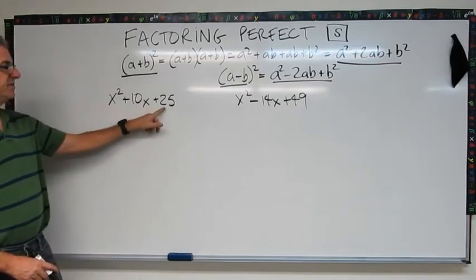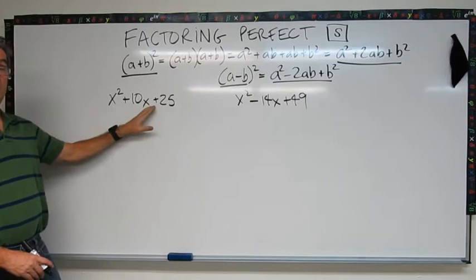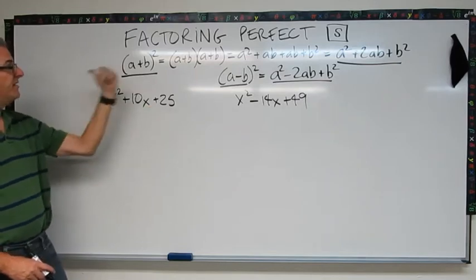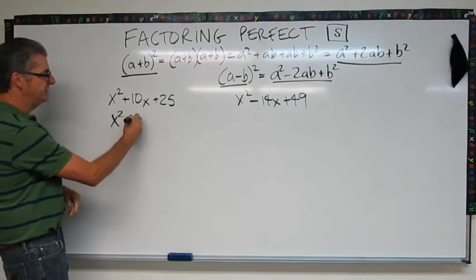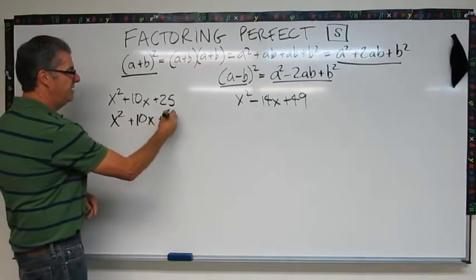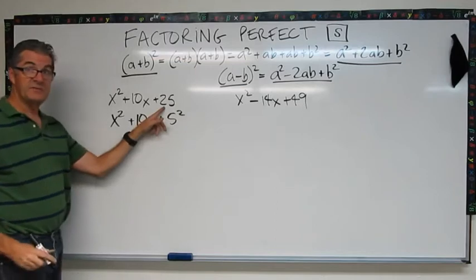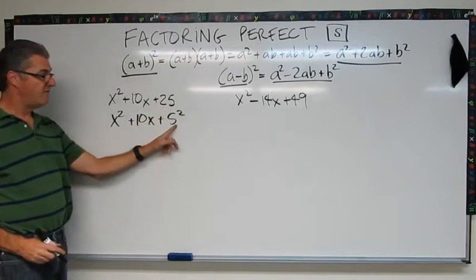x squared plus 10x plus 25. This is a perfect square. This will work out. We'll be able to factor it back into something like that. First step would be x squared plus 10x plus 5 squared. 25 is a perfect square. Let's write it as our 5 squared.